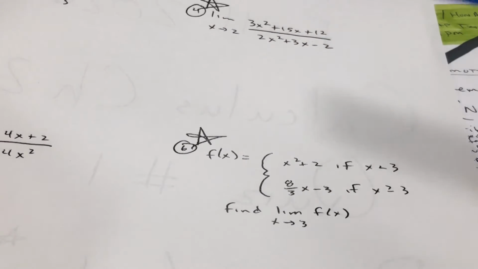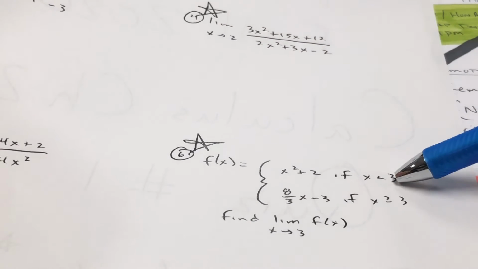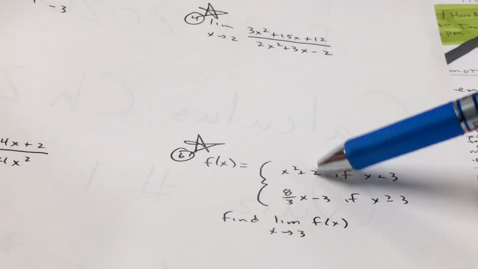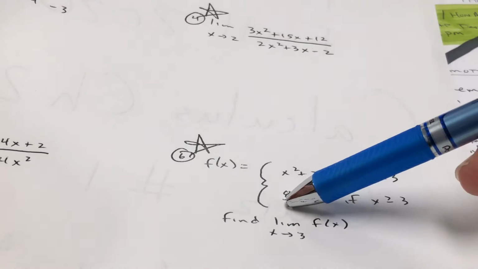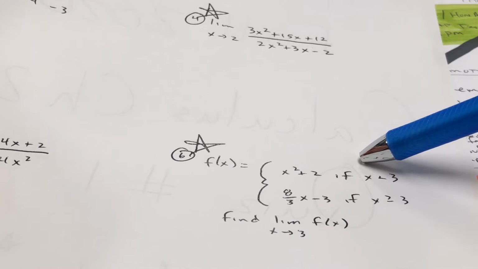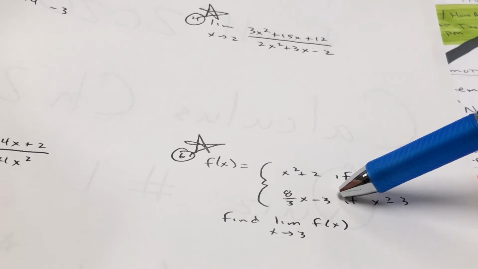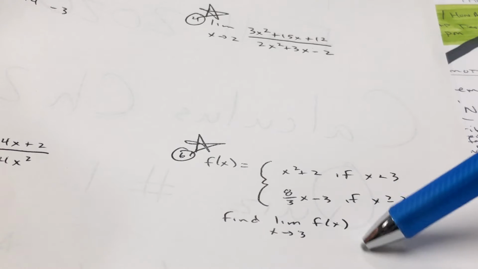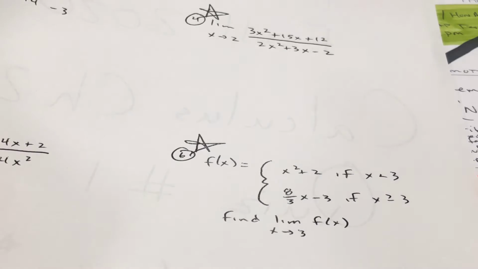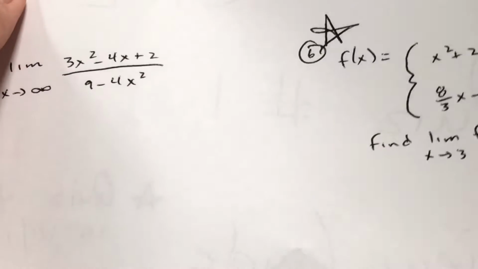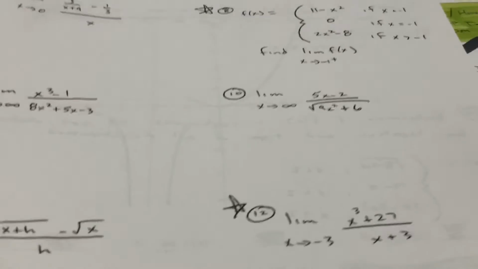On 6, find the limit as x goes to 3. Well, plug in the left side limit. F3 from the left side would be 11. Plug in 3 from the right side, and you get 8 minus 3, 5. So because 11 does not equal 5, the left side limit does not equal the right side limit, you would say the limit does not exist. All right? Left side limit does not equal the right side limit.